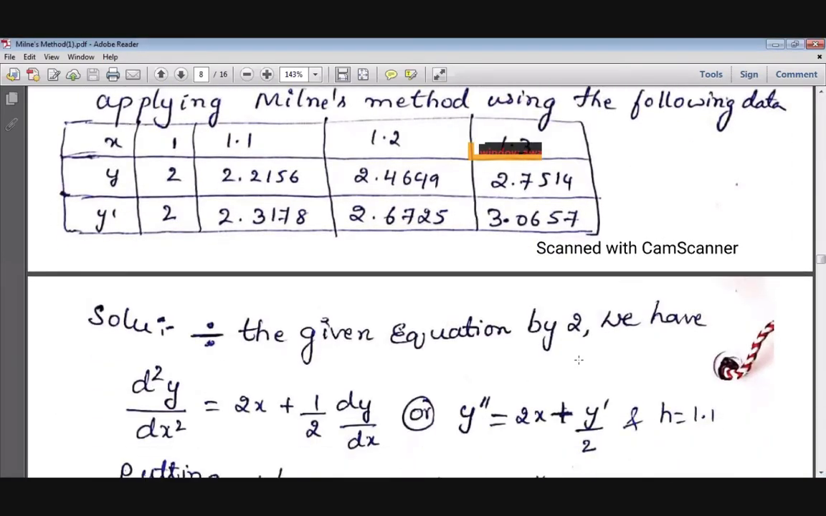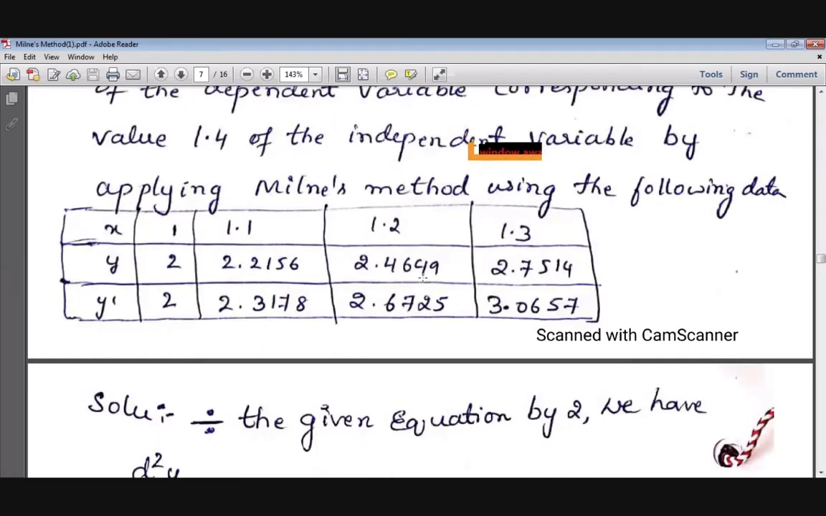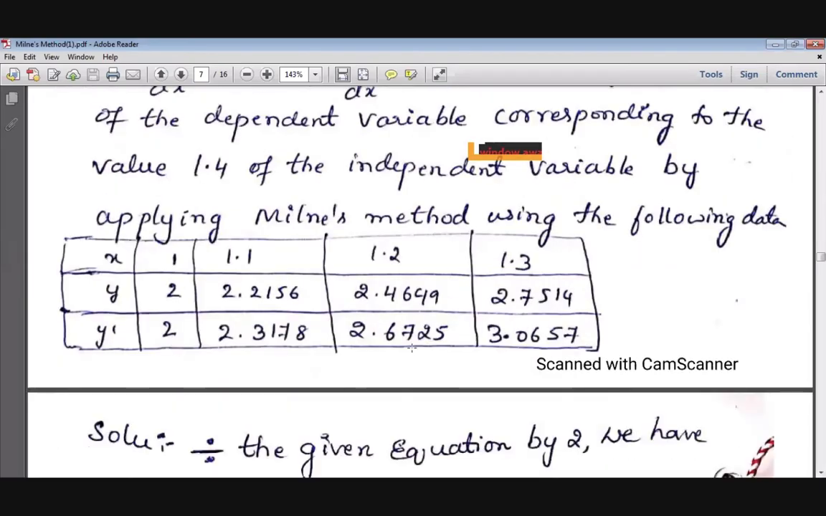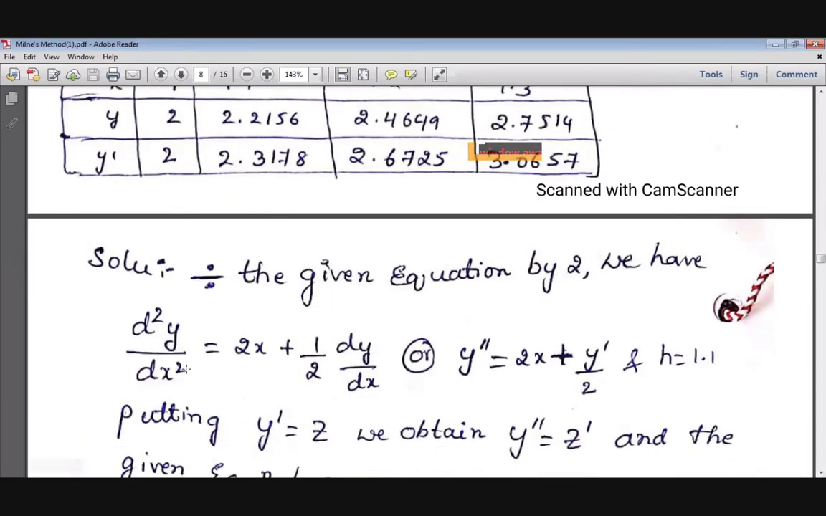We need to divide the given equation by 2. Why? I told you only d square y by dx square should be on the left hand side, all other terms should be on the right hand side. That's why divide both sides by 2 so that only d square y by dx square will be left on the left hand side. So 2x plus 1 by 2 dy by dx. Now we can write this as y double dash equal to 2x plus y dash by 2 and h is 1.1.